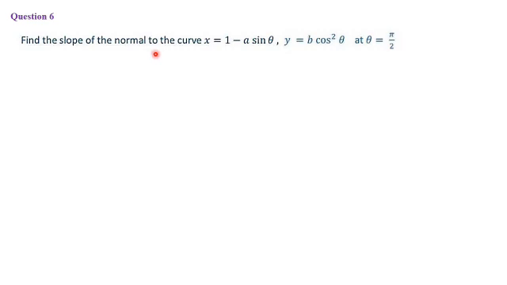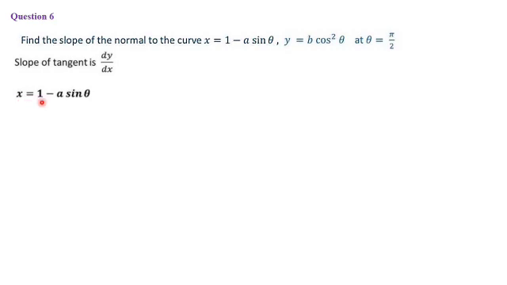Move on to question number 6. The question is, find the slope of the normal to the curve x is equal to 1 minus a sin theta, y is equal to b cos square theta, at theta is equal to pi by 2. Same thing only, we are asked to find out the slope of the normal. And here x in terms of theta, y in terms of theta. Dy by dx we have to calculate, same like the previous process. Dy by dx is the slope of the tangent.